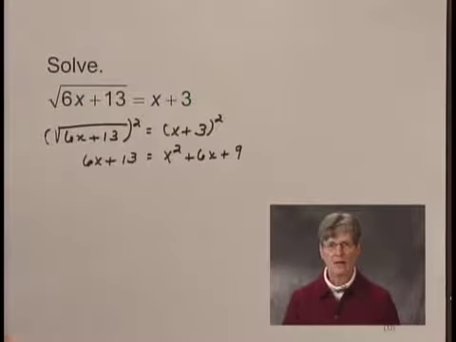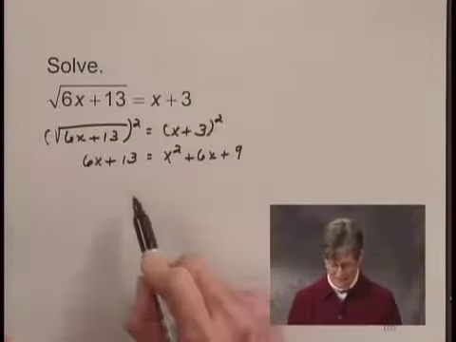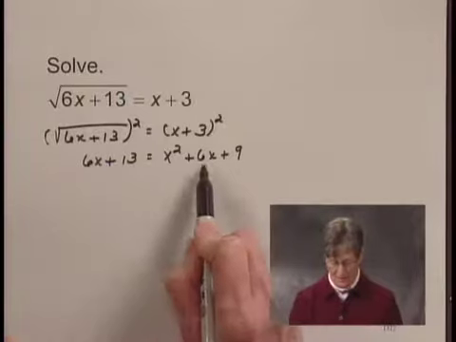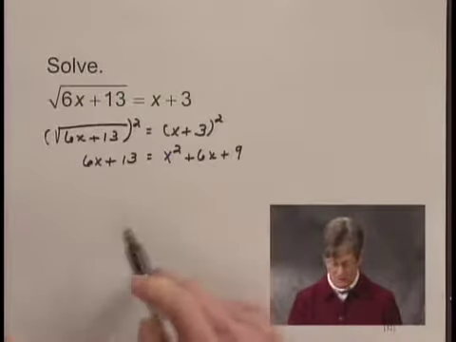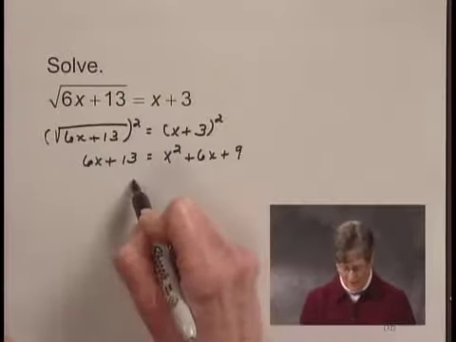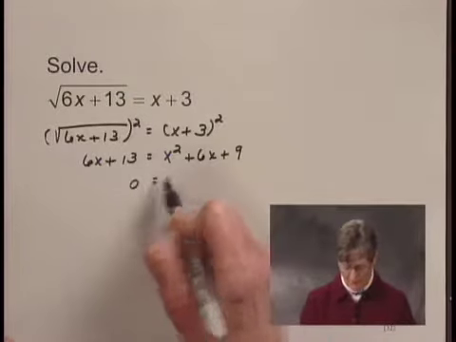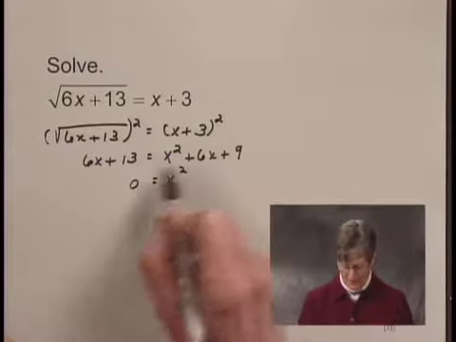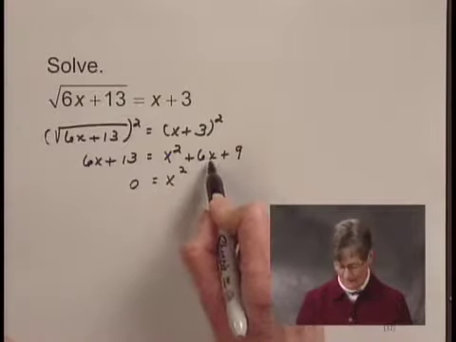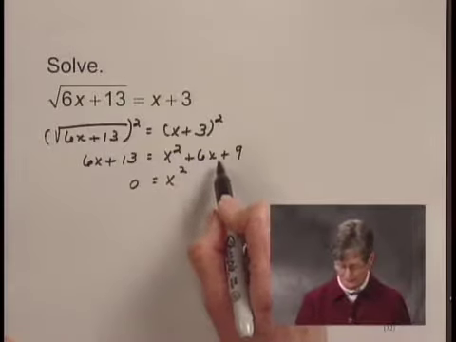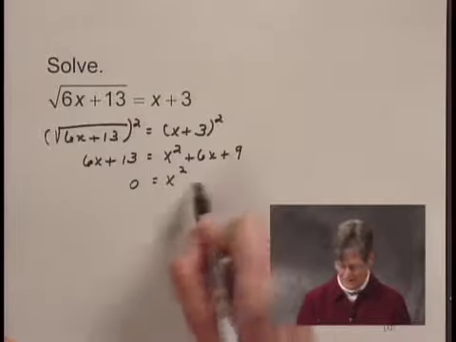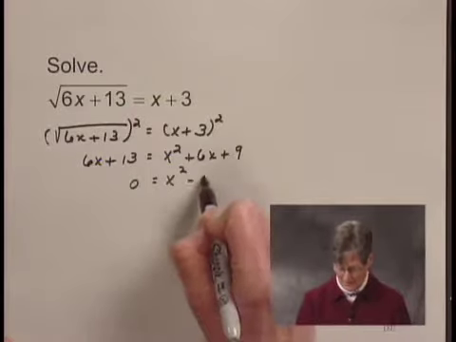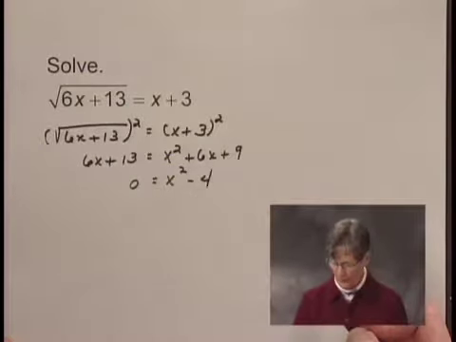Now I've got a quadratic equation, so I want to write a 0 on one side. And I can do that if I subtract 6x on both sides and if I also subtract 13 on both sides. When I do that, I have 0 on the left-hand side. On the right-hand side, I have x squared. And when I subtract 6x over here, I get 0x, or 0. And when I subtract 13 on the right-hand side, I get 9 minus 13, or negative 4.